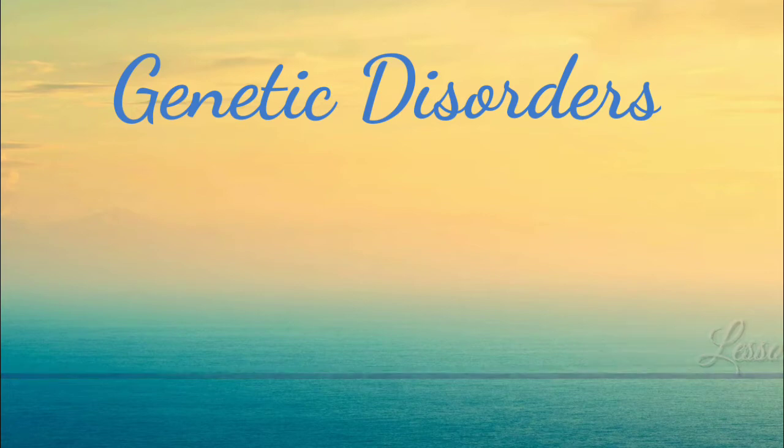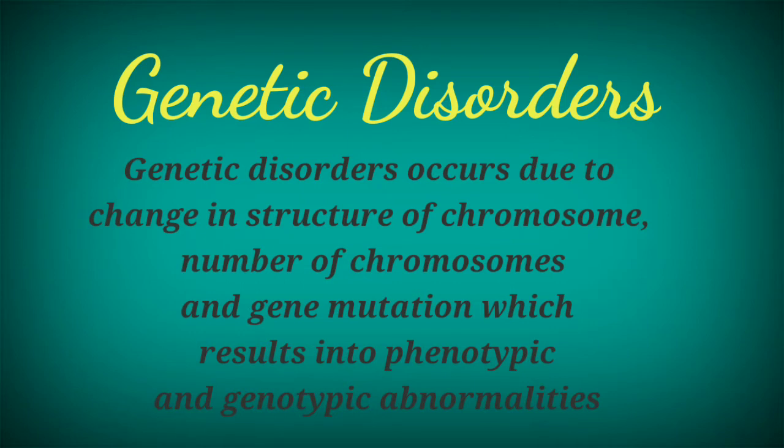Now, what is a genetic disorder? When abnormality takes place in an individual's body due to mutation in the structure of chromosome or the number of chromosome or in the structure of the gene, which brings about different phenotypic or genotypic expressions, and that leads to abnormality in the resultant individual, such type of disorders are called genetic disorders.